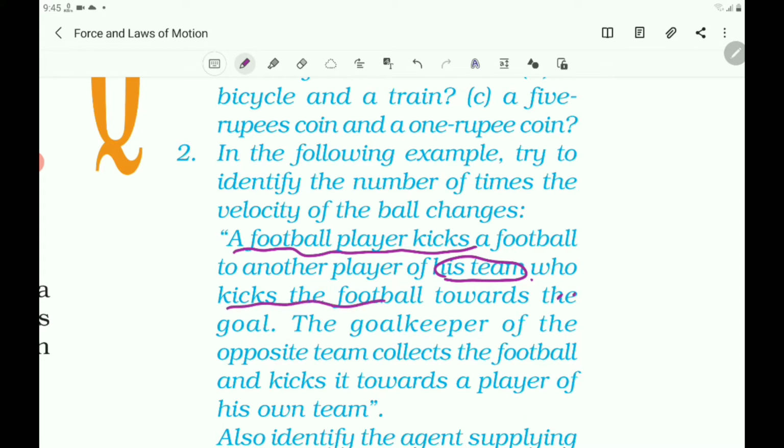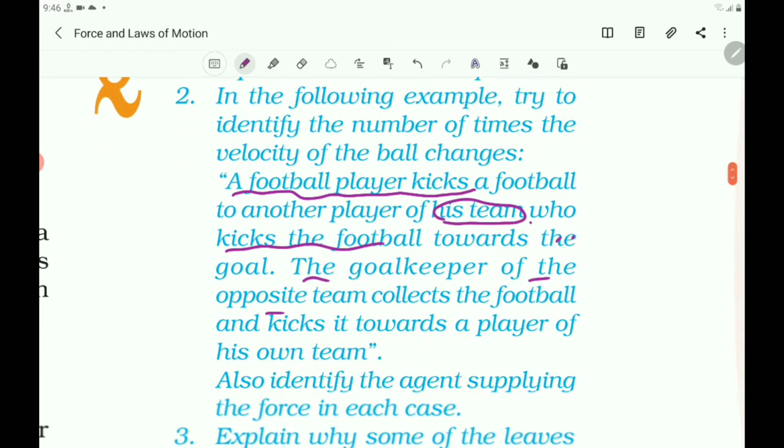Next, when the goalkeeper of the opposite team collects the ball, the velocity of the ball will change. It becomes 0. That time also the velocity of the ball changes and becomes equal to 0. In that case also there is application of force. The goalkeeper applies some force on the ball to stop it. That is the third time.